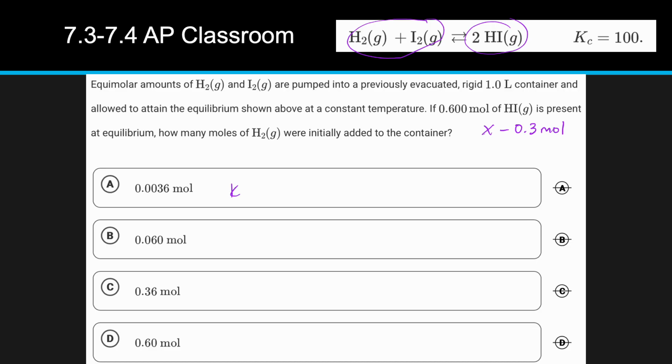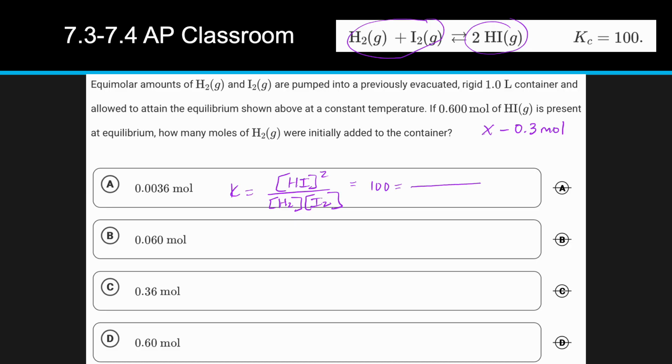So we know K is equal to the concentration of our products. In this case, that is HI, raised to the power of the coefficient, which is 2. And then the bottom is our reactants. So we have H2 and we have I2. Now, because H2 and I2 are equimolar, we can treat them as the same and then just raise that value to the power of 2 because, again, they're the same. So K is equal to 100.